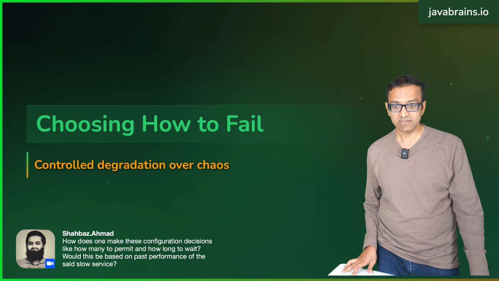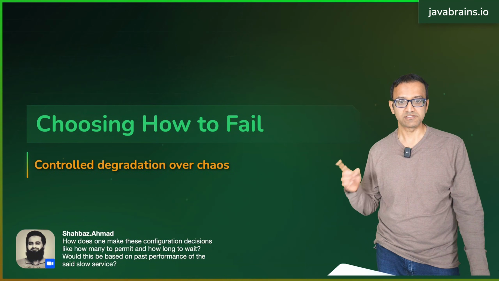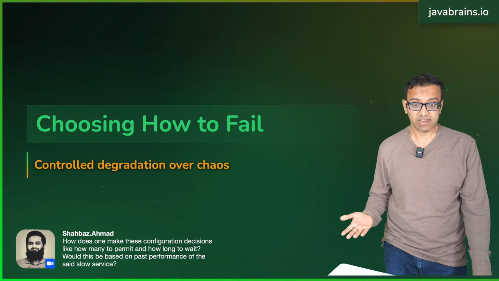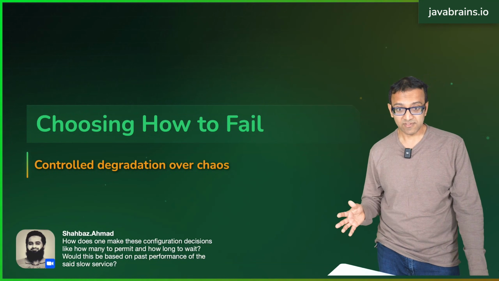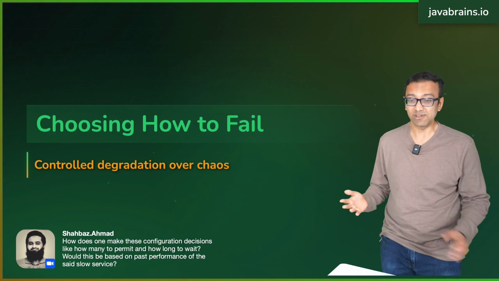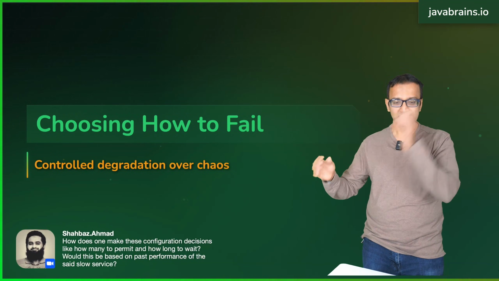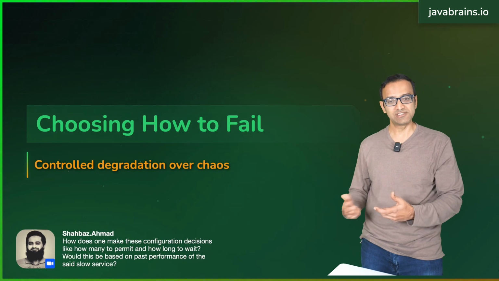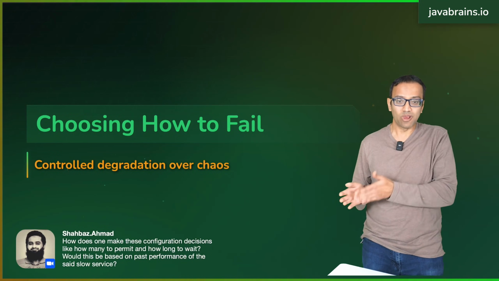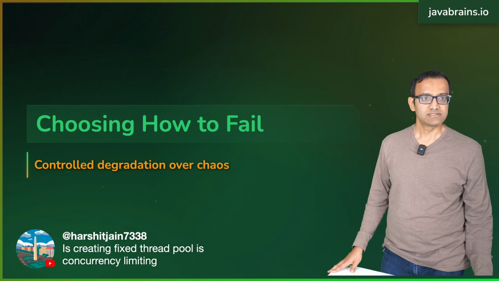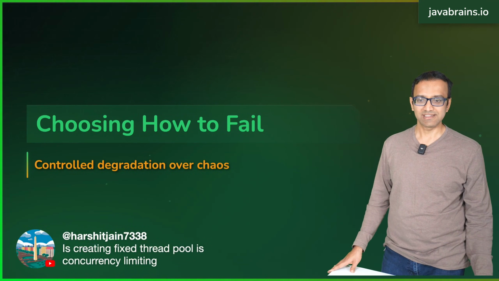Based on the performance, I kind of addressed that in the other question. So based on the QPS, how many requests do you anticipate coming in? What is the thread pool configuration across the stack? You can do the math. You can calculate, okay, I'm getting 10 requests per second, this is the number of threads, this is the average response time. You can calculate how long something is going to wait, and whether you're going to exhaust the thread pool or not. Is creating a fixed thread pool concurrency limiting?